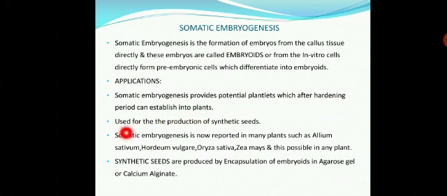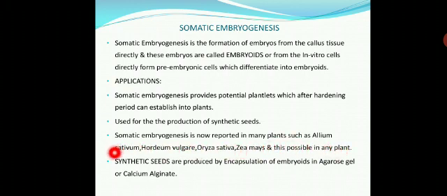Next, it is used for the production of synthetic seed. The production of synthetic seed is nothing but production of artificial seed. What is synthetic seed? I will explain later. Next, somatic embryogenesis is now reported in many plants, for example Allium sativum, garlic, Hordeum vulgare, that is barley, Oryza sativa, paddy, and Zea mays, maize. This is possible in many plants.